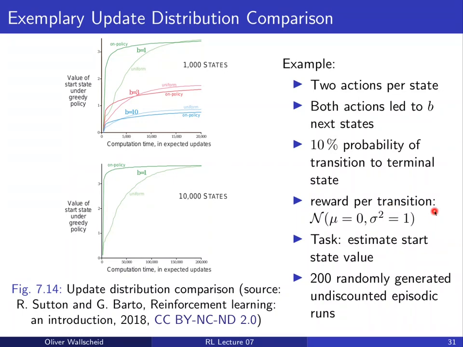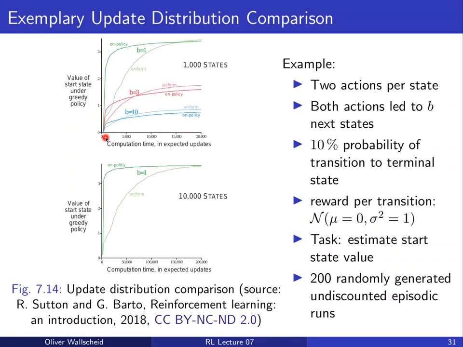Now for every transition in this artificial problem, we have a normal distribution from which the specific reward is drawn, with zero mean and a variance of one. And the task is here again to estimate the start value, and 200 randomly generated undiscounted episodes are run in order to produce these graphs here.